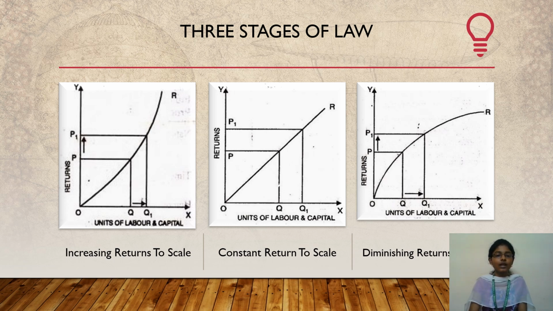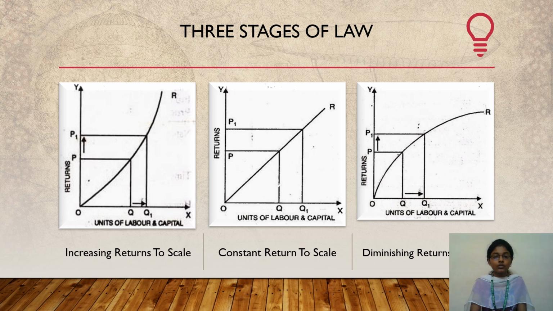In this graph, we have OX, which represents the X axis, the units of increasing labor and capital, while OY represents the output. When labor and capital increase from Q to Q1, then output also increases from P to P1, which results in a higher rate of return on factors of production. Then we'll see about constant return to scale.